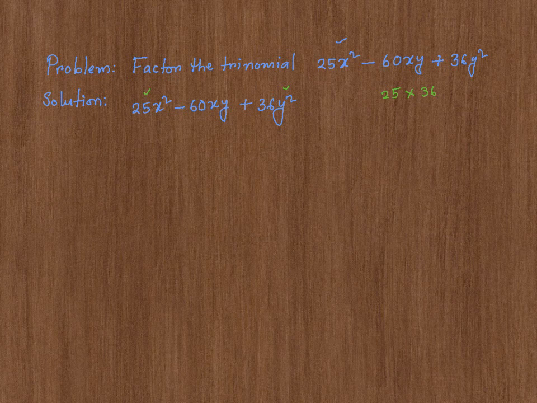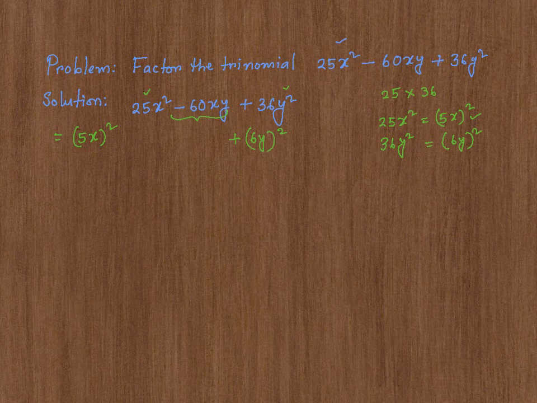Look at the 25x squared, which I could write as (5x) whole squared. Then also look at 36y squared. I could write it as (6y) whole squared, because 6y times 6y is 36y squared, and 5x times 5x is 25x squared. Now I am going to write this as (5x) whole squared plus (6y) whole squared. Now the middle term here is negative 60xy.